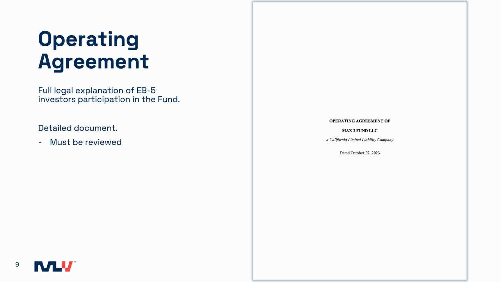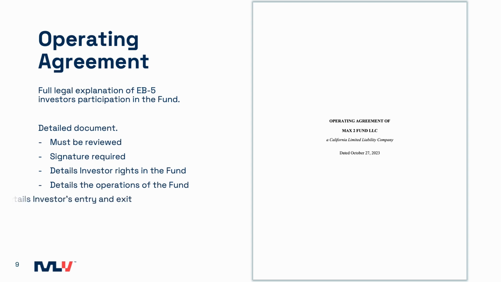The next document to be reviewed is the operating agreement. This document provides a full legal explanation of the EB5 investor's participation in the EB5 fund. The document must be reviewed, and the signature is required. It details the EB5 investor's rights within the fund, the operations of the fund, and everything related to how the investor can enter and exit the fund.